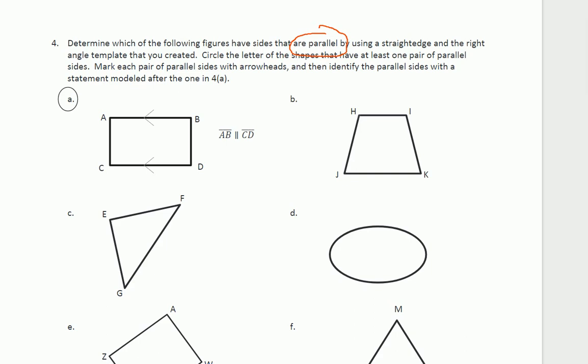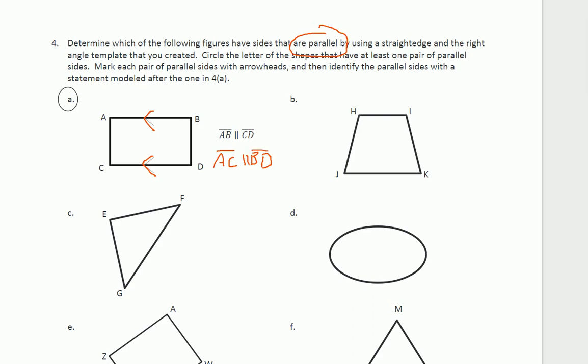Okay, so in the first one, we see that AB is parallel to CD. Are there any more that could be parallel? Sure there can be. To show parallel lines, we're going to mark them. AB is parallel to CD, they already marked that. But isn't AC also parallel to BD? Yes, it is. And those little marks are our parallel symbol.